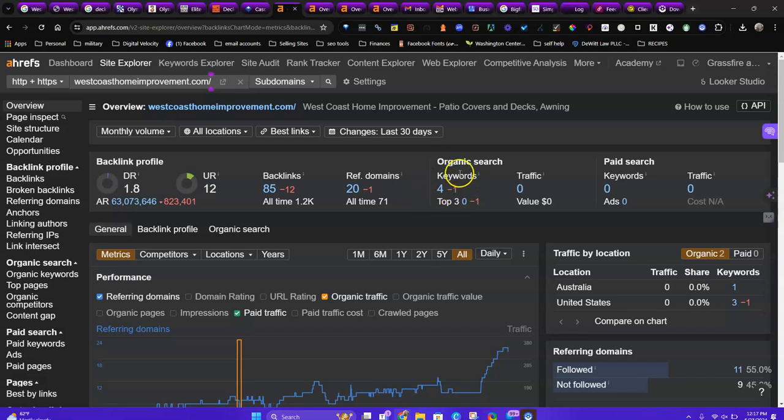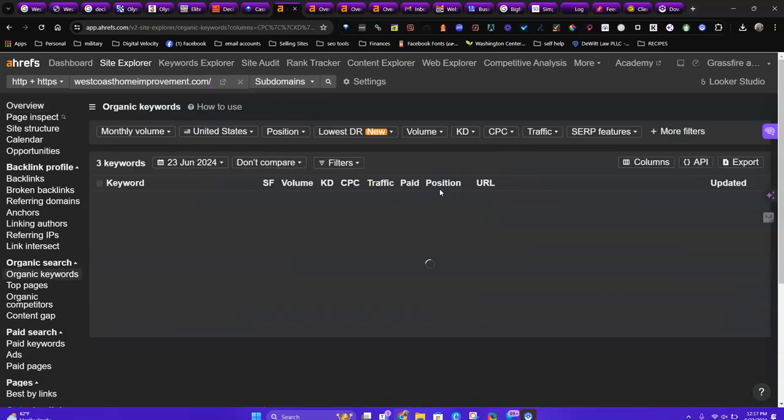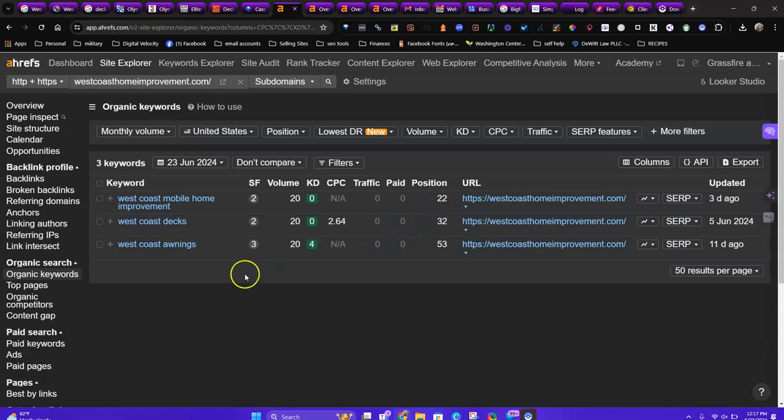And then keywords are super important. You only have 4 keywords, and that's why you're getting 0 traffic. If we look at your keywords here, what we're looking for is location-specific keywords. So things that have Olympia or Lacey or wherever your service area is in the keywords, so that it's drawing in traffic from your local area, so that the people that are coming to your website are more likely to convert for you.